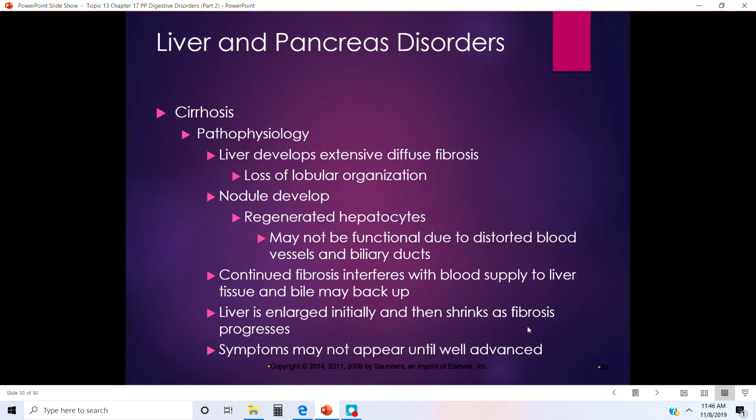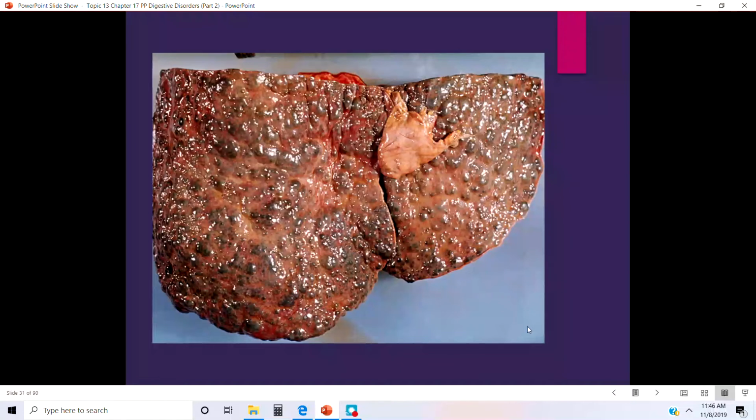The other thing about cirrhosis with the pathophysiology, even though these changes are taking place over many years, the symptoms don't really appear until they're well advanced. All right, so that's really a good picture showing you the nodules and that type of thing.